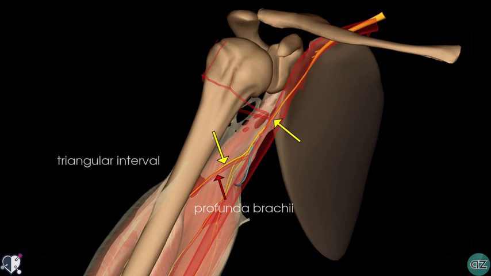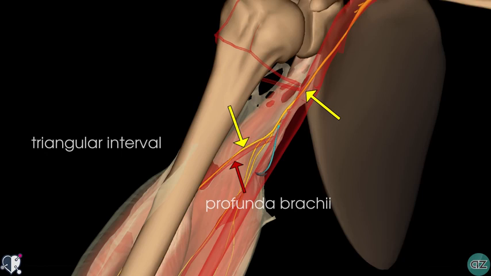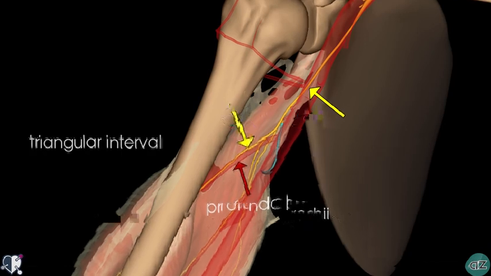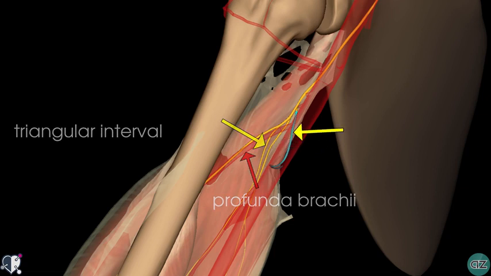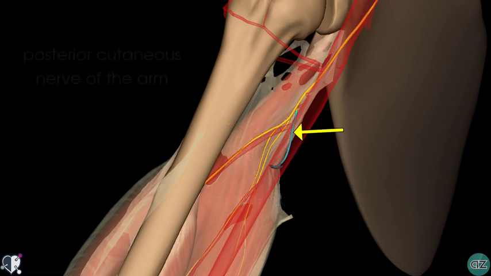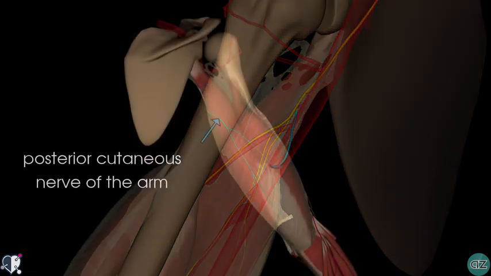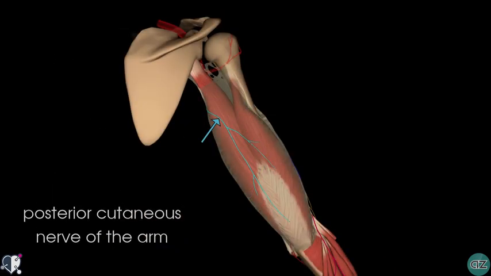Before doing so, it gives rise to branches which. In addition, it also gives rise to a sensory branch. This is the posterior cutaneous nerve of the arm, which supplies the skin on the posterior surface of the upper arm. You can see this nerve highlighted here in blue as it curves around posteriorly to provide this sensory innervation.